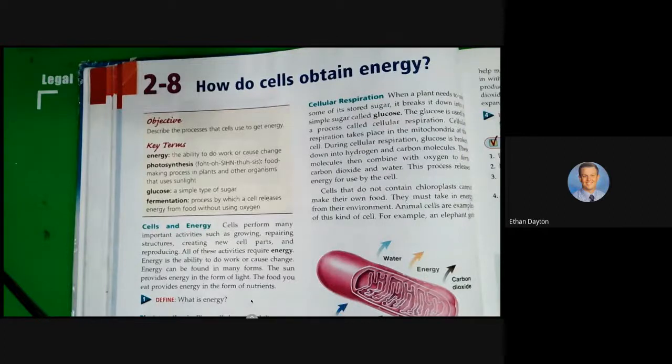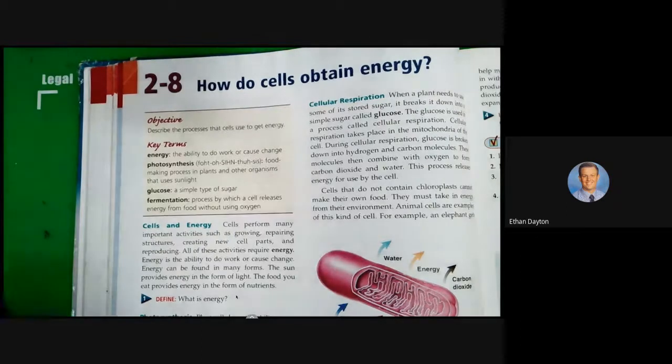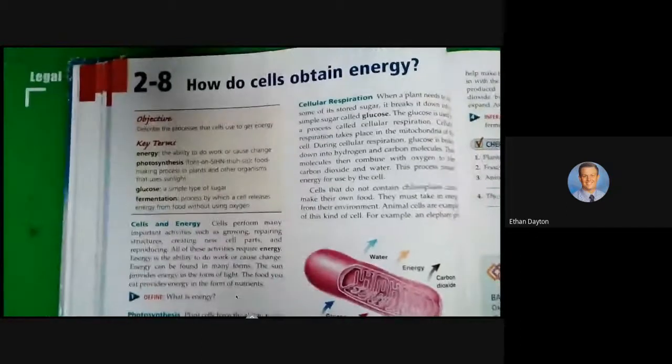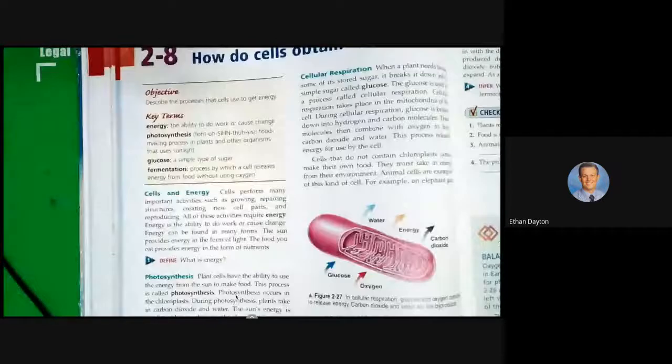Today we are talking about how cells obtain energy, and we talked about this yesterday. Again, these textbook assignments are supplemental to our lessons that we're already learning. Danny, can I have you read our objective and our key terms for today?